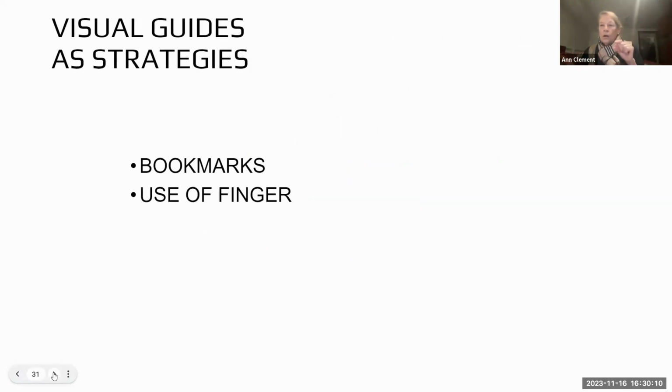You can also use a lot of visual guides as strategies. Use a bookmark. So as they're reading, they can follow along with a bookmark. That helps them visually. Or if they don't have the bookmark, use a finger. Sometimes a bookmark is distracting. They're trying to move it and they don't move it right. Just have them use their finger to read or do the math.